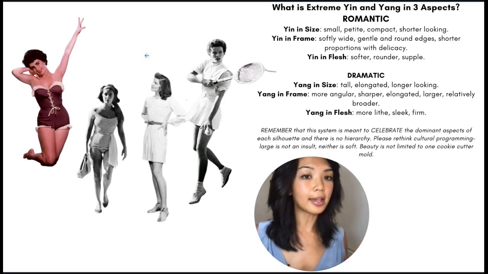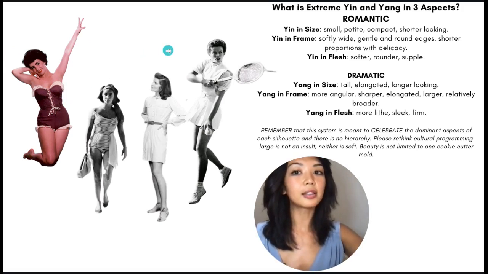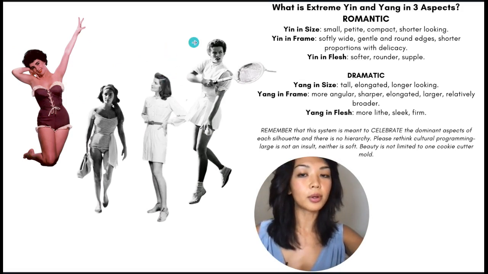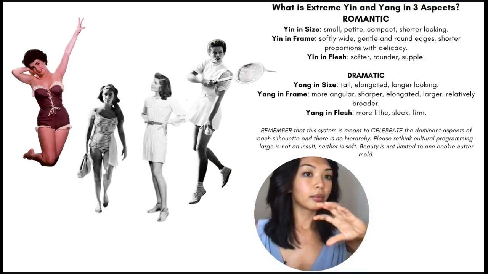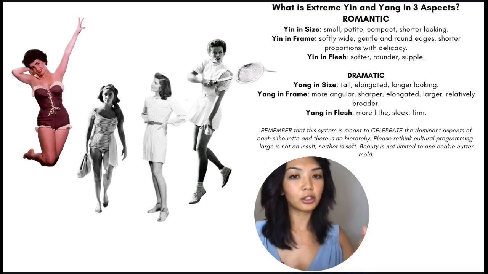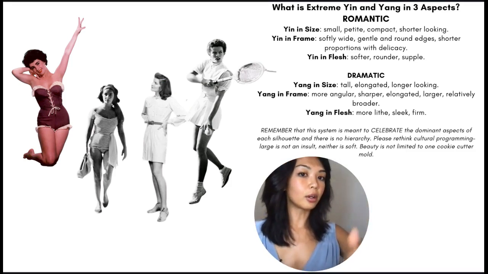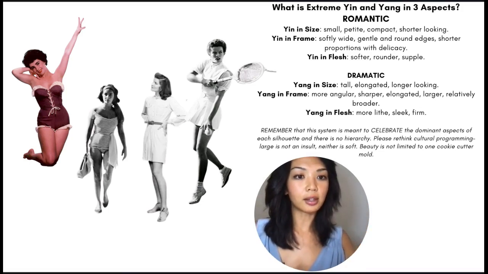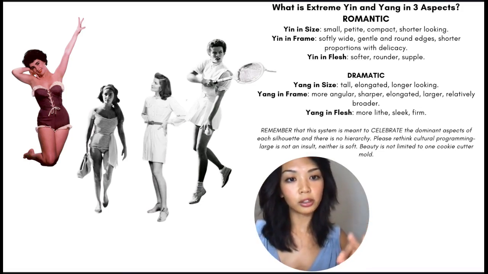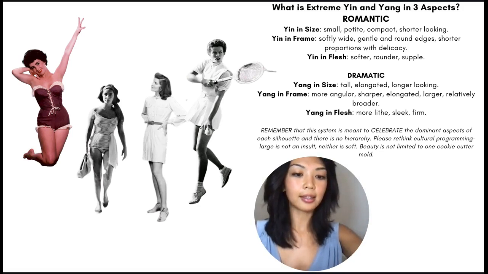On the opposite end of the spectrum, we have dramatics, pure yang, with Katharine Hepburn as an example. She's yang in size. She looks tall, elongated, larger, more statuesque. She's yang in frame. Her bones are more angular, broad, elongated, larger, sharper. And her flesh is yang. She's more firm, muscular, sleek, and lithe.